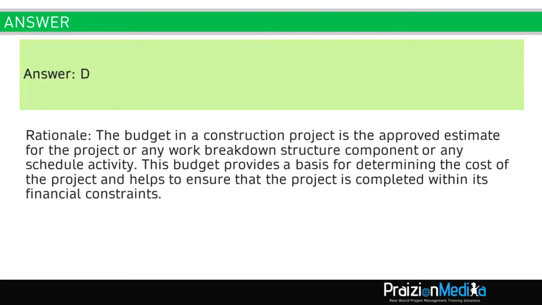Answer: D. Rationale. The budget in a construction project is the approved estimate for the project or any work breakdown structure component or any schedule activity. This budget provides a basis for determining the cost of the project and helps to ensure that the project is completed within its financial constraints.